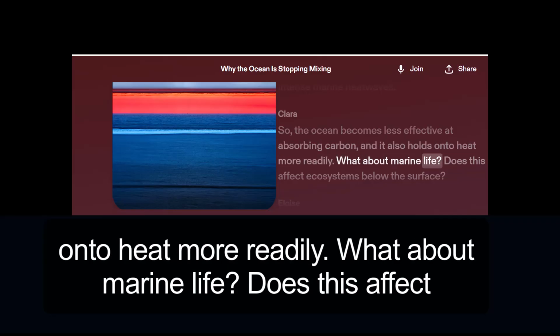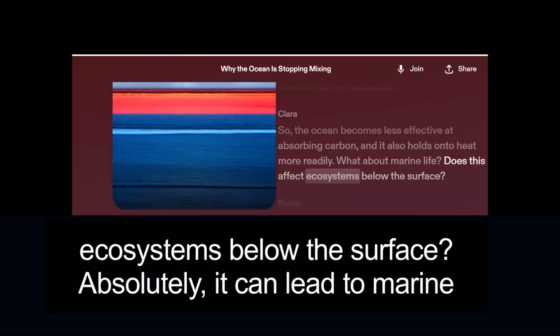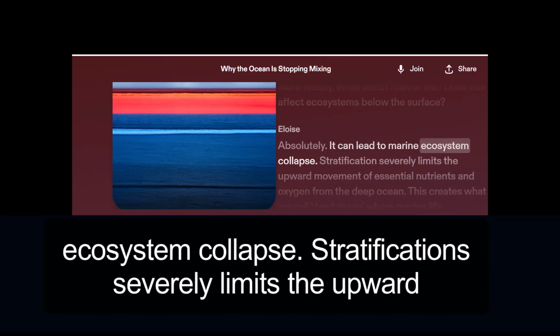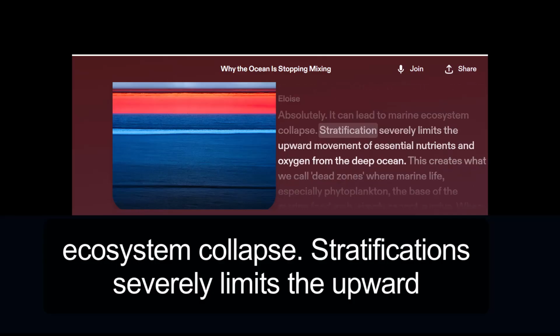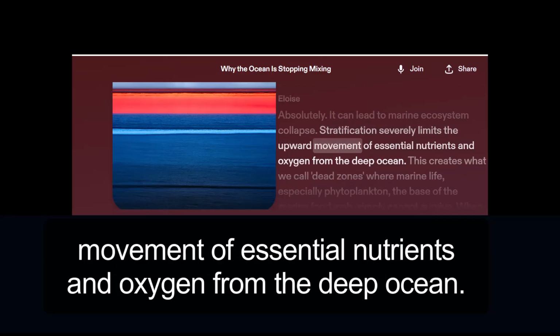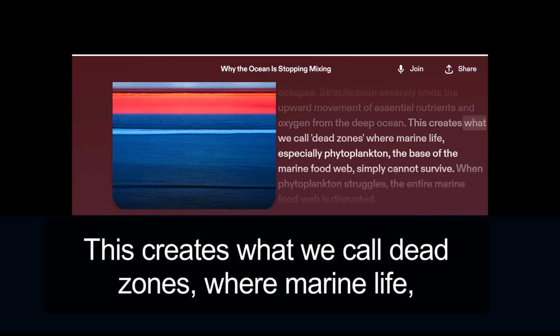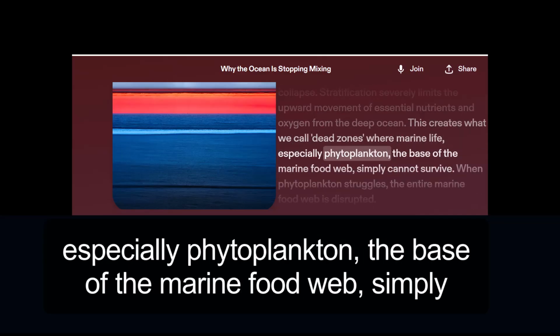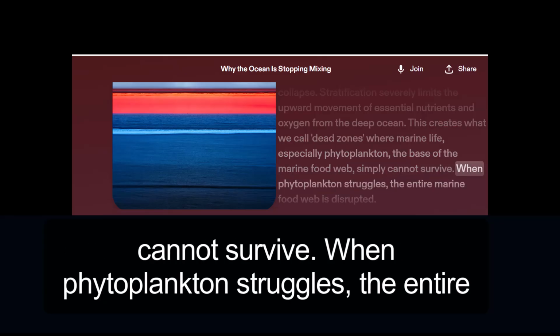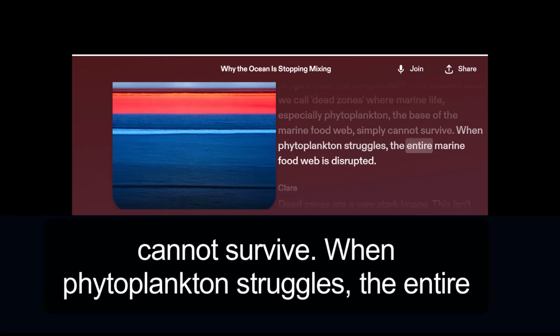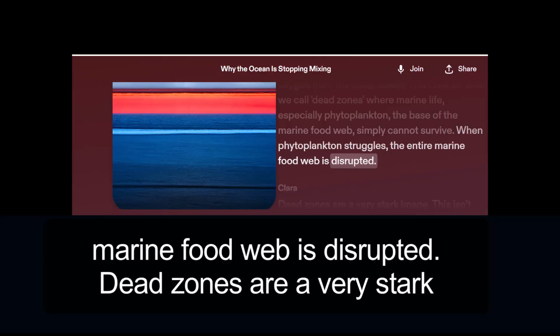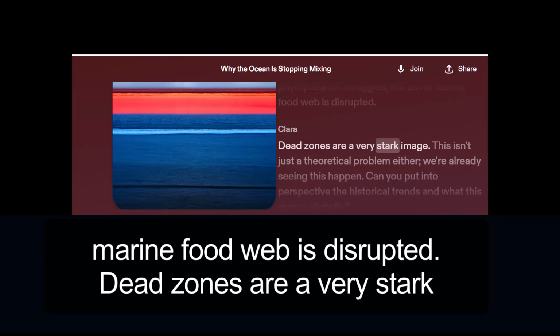What about marine life? Does this affect ecosystems below the surface? Absolutely, it can lead to marine ecosystem collapse. Stratification severely limits the upward movement of essential nutrients and oxygen from the deep ocean. This creates what we call dead zones, where marine life, especially phytoplankton, the base of the marine food web, simply cannot survive. When phytoplankton struggles, the entire marine food web is disrupted.